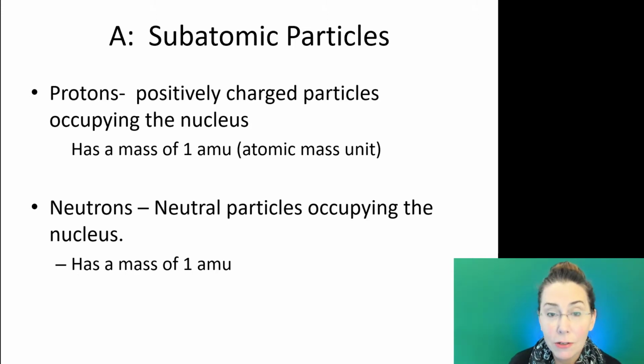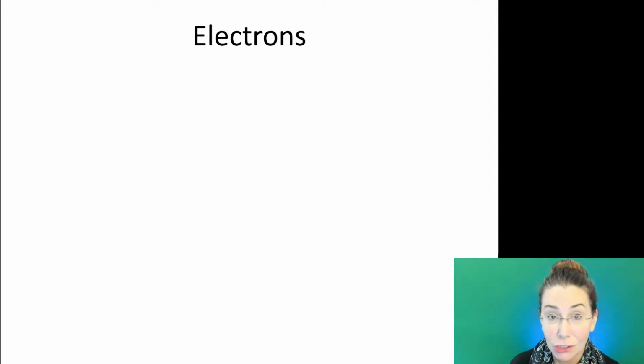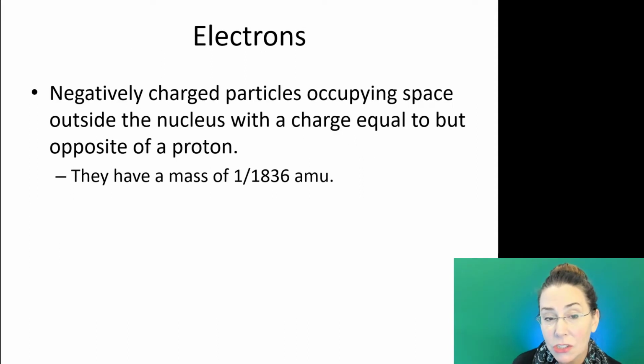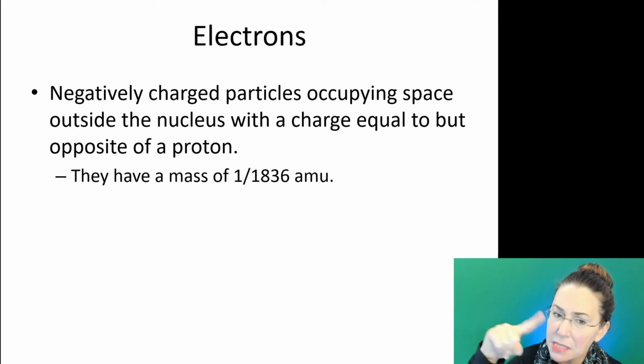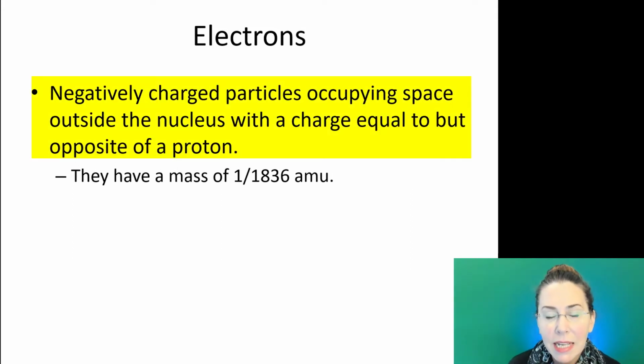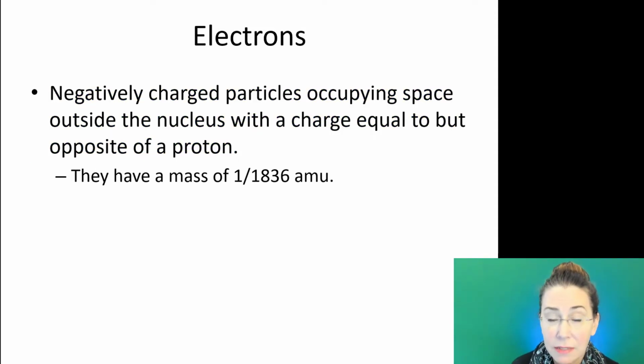But we do have a third subatomic particle, and that is what? You got it. That one is the electron. So electrons are a negatively charged particle, and they occupy space outside of the nucleus with a charge equal to but opposite of a proton. And this means that an electron is just as negative as a proton is positive.